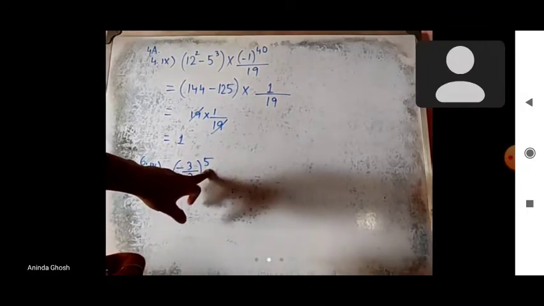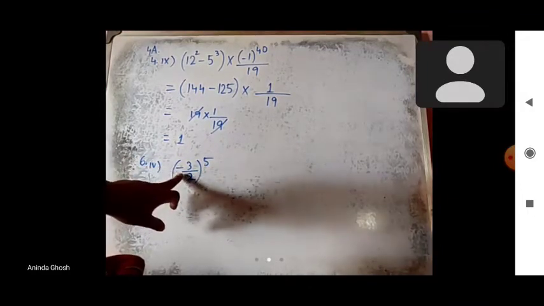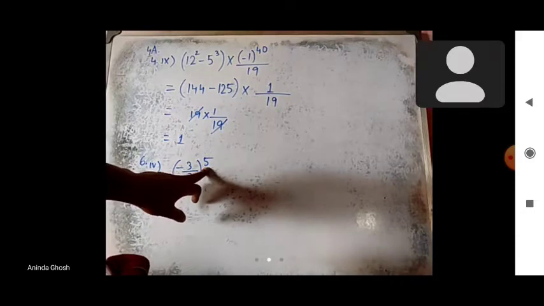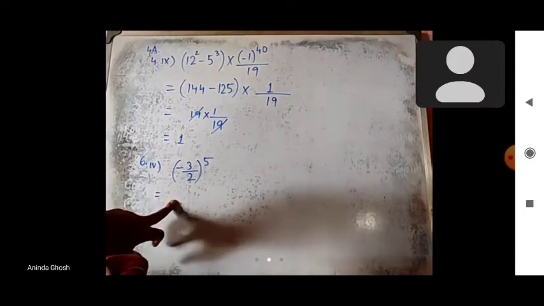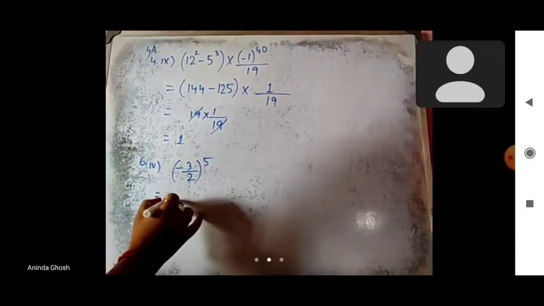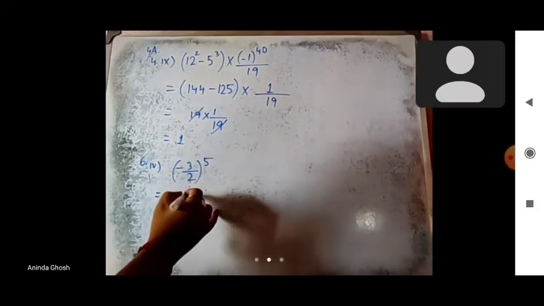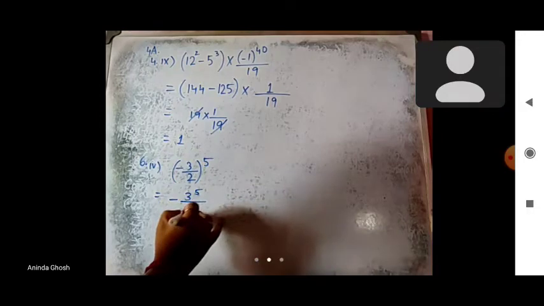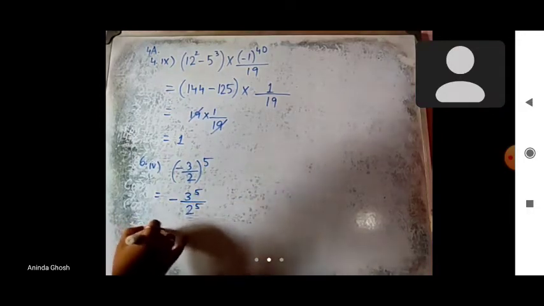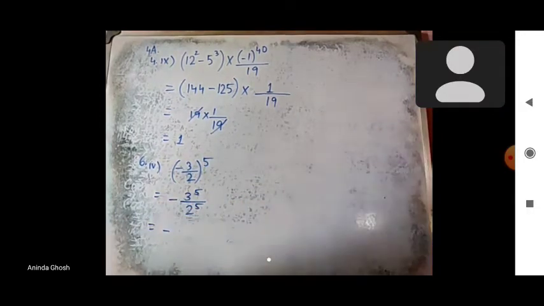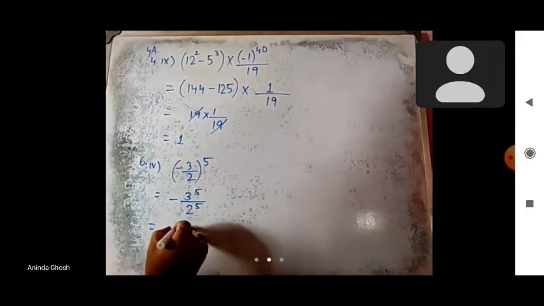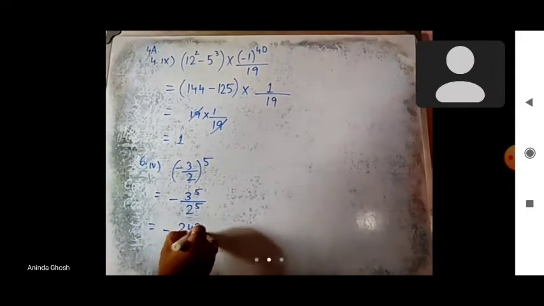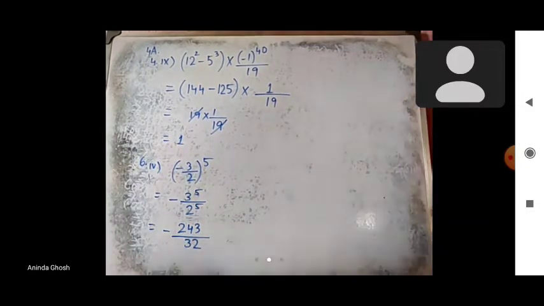Next math, 6-4: minus 3 upon 2 to the power 5, find its absolute value. So we clearly see that here the base is negative, minus 3 upon 2. When the base is negative and the power is odd, we always get a negative outcome. So we write minus 3 to the power 5 upon 2 to the power 5, because the power is applicable for both numerator and denominator.